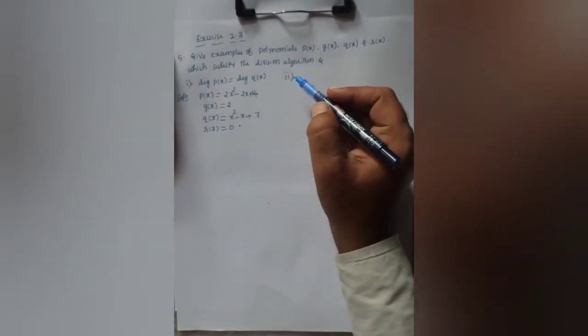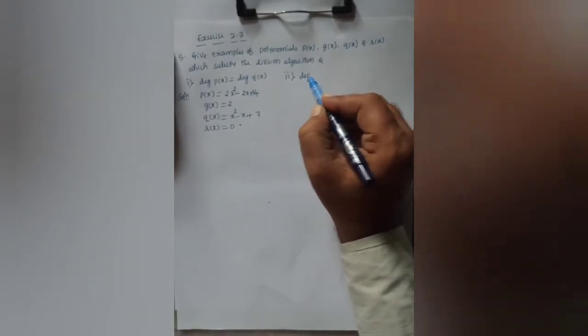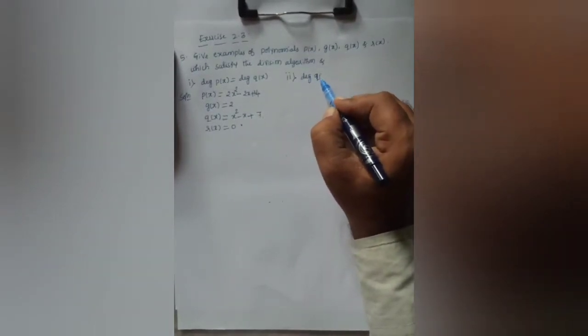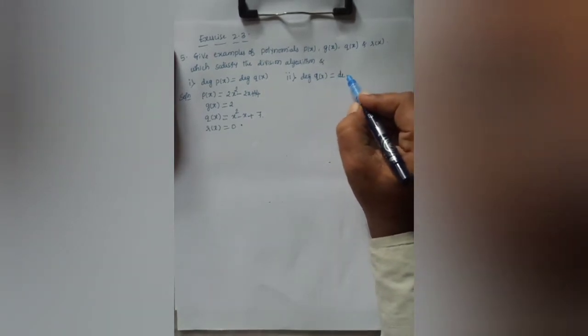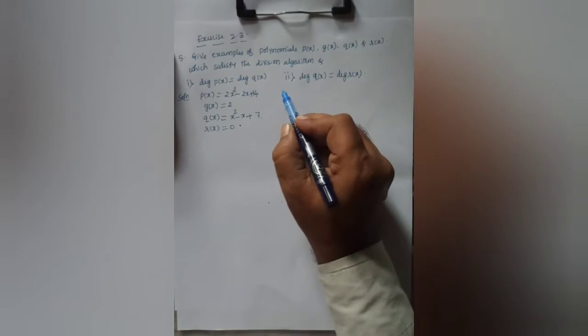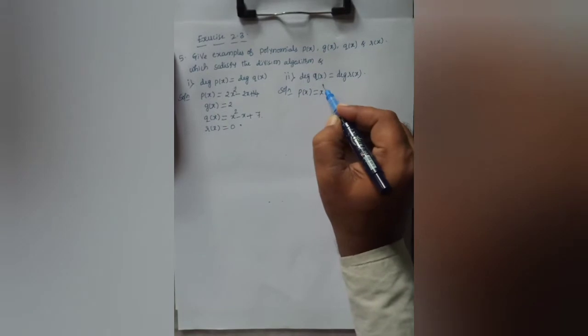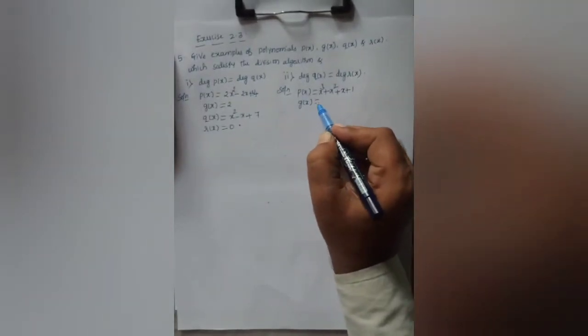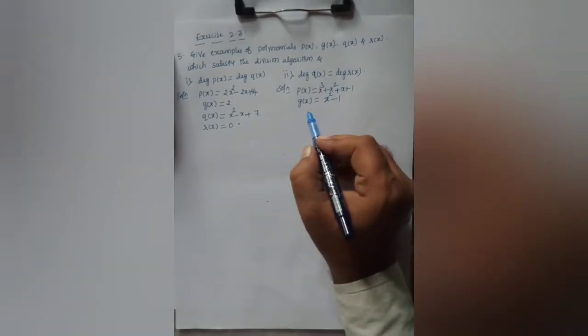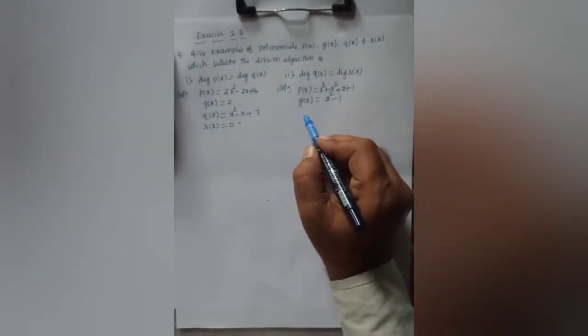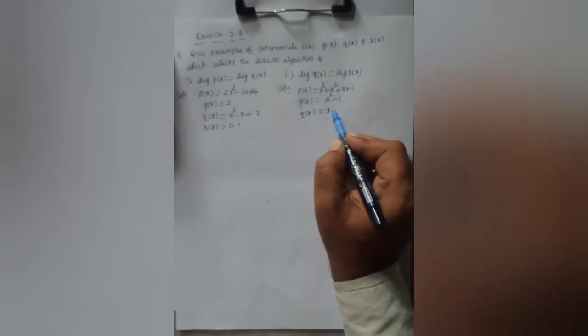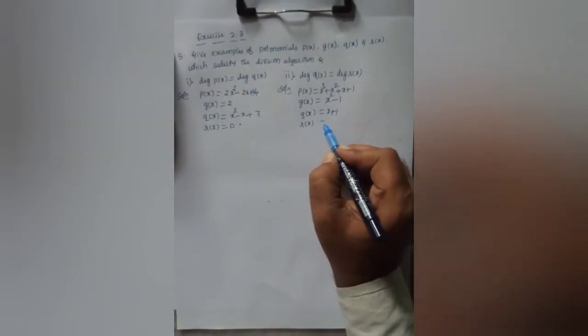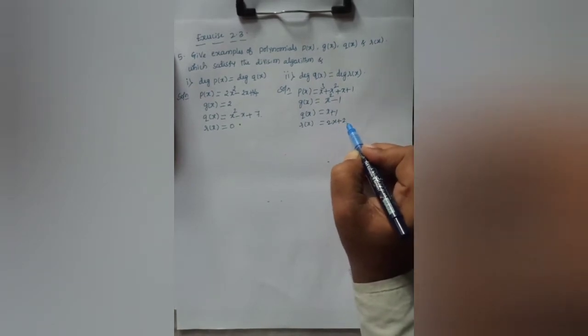The second question is: degree of q of x should be equal to degree of r of x. Like this, an example you have to give. Solution. Let us consider p of x is equal to x cube plus x square plus x plus 1, and g of x is equal to x square minus 1. If this is g of x, q of x, the quotient, will be x plus 1, and the remainder r of x will be equal to 2x plus 2.